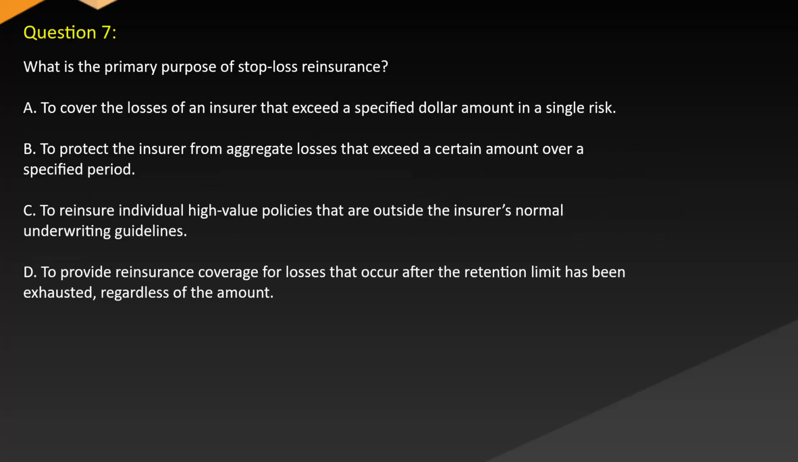Question 7. What is the primary purpose of stop-loss reinsurance? A. To cover the losses of an insurer that exceed a specified dollar amount in a single risk. B. To protect the insurer from aggregate losses that exceed a certain amount over a specified period. C. To reinsure individual high-value policies that are outside the insurer's normal underwriting guidelines. D. To provide reinsurance coverage for losses that occur after the retention limit has been exhausted, regardless of the amount.